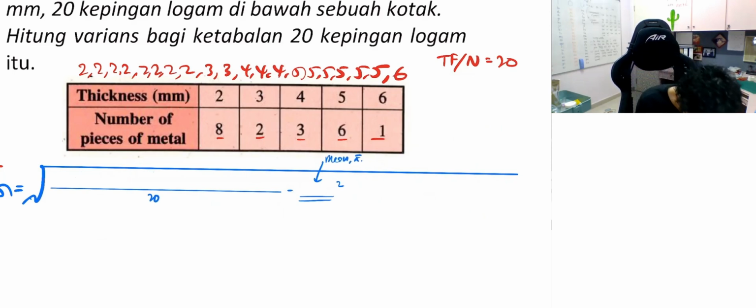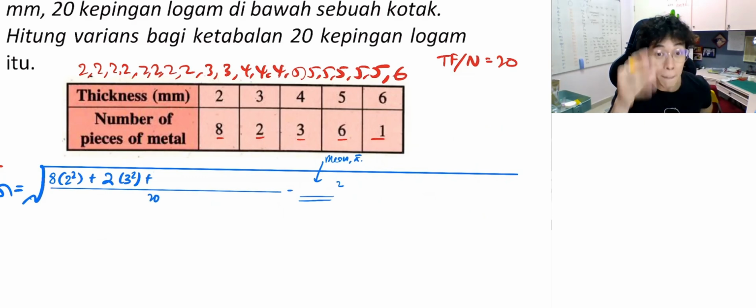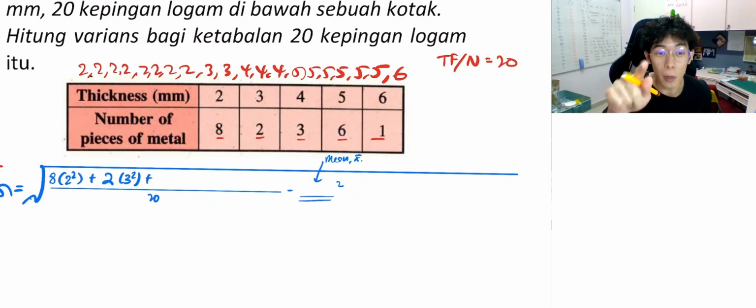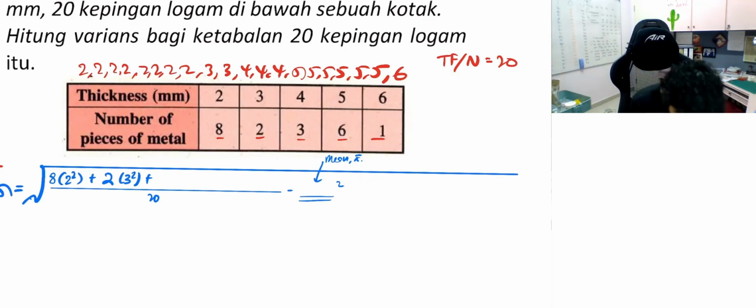So what happened? See, 2 square, I have to times with 8 times. And after that, 3 square, I have to times with 2 of them, because 3 square plus 3 square, right? 3 square is 9, you got 2 of them, times 2. Or you want to put 3 square plus 3 square also can, but waste your time. Okay. So next it will be 4 squared, then you have to times with 3. And then your 5 squared, you have to times with 6 of them. And then 6 squared, you have to times with 1 of them.